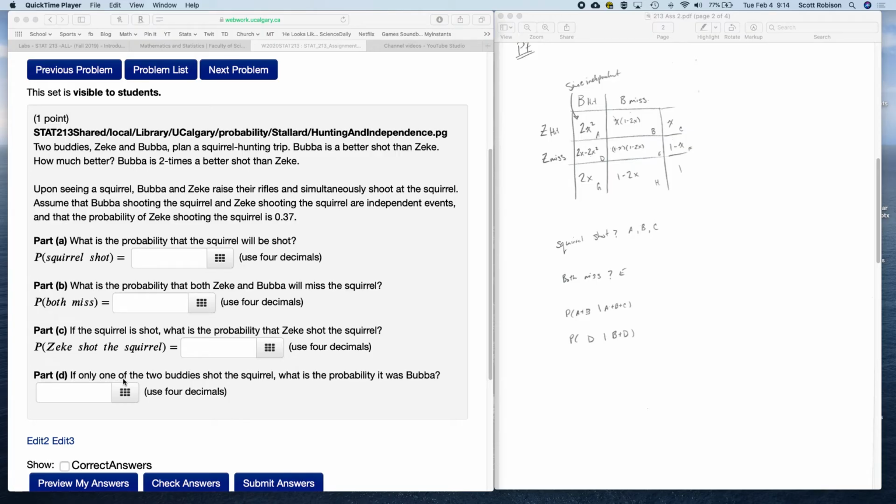If only one person hits the squirrel. So that is actually here. This is where Bubba hits, but Zeke misses, or where Zeke hits, but Bubba misses. So that's only two places. That is B or D. So out of those two, that's going to be in the denominator, this plus this. What's the probability that Bubba, so here, what's the probability that Bubba, which is here D, out of B plus D? Give that a try and good luck.